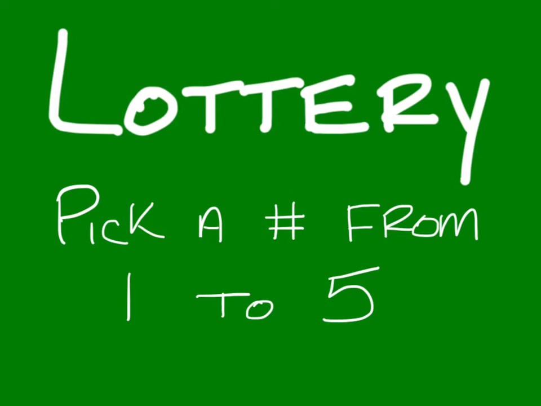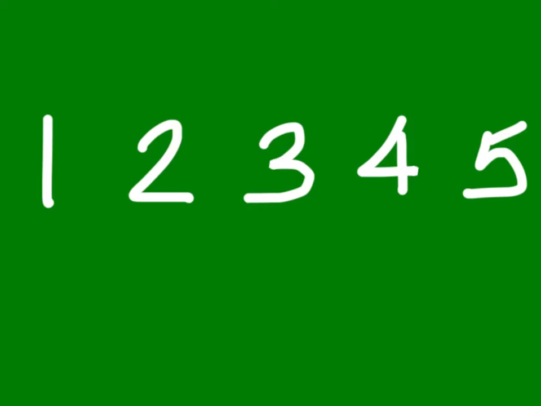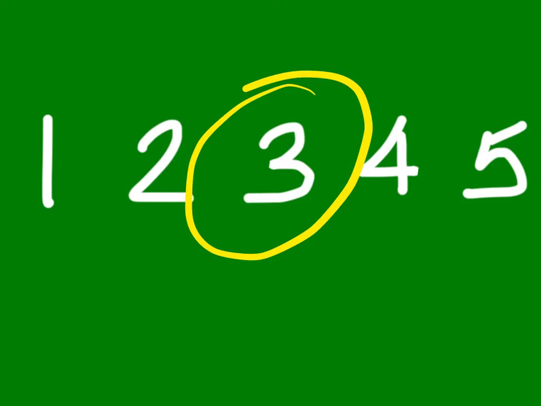Lottery number. All you have to do is pick a number from 1 to 5 and drop it off here on the table with your last name on it. The winning number is 3.